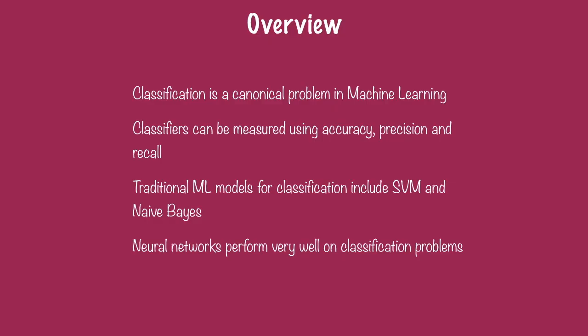There are also specialized neural network architectures which focus on image classification, that is, convolutional neural networks, and text classification, that is, recurrent neural networks. We'll study convolutional and recurrent neural networks in the next section. Here, we'll just understand the basics of classification and the metrics you should use to measure your classifier.